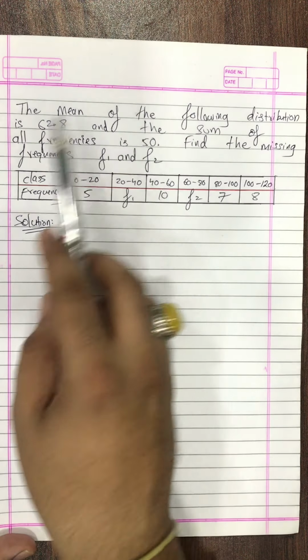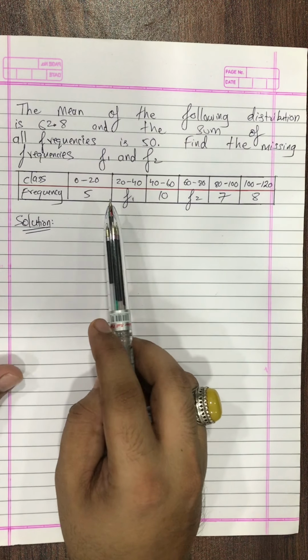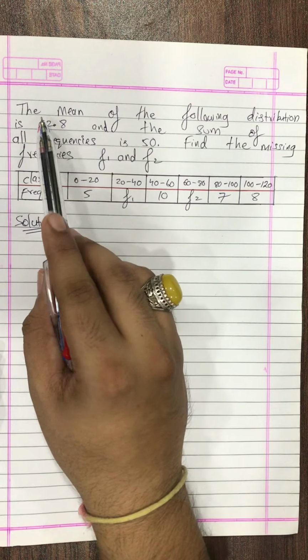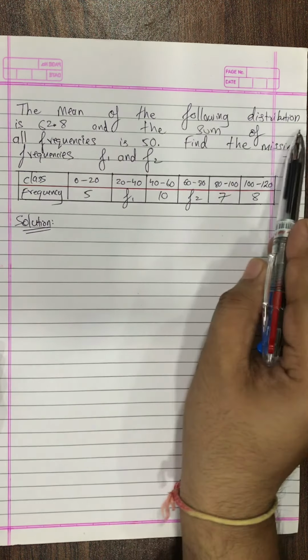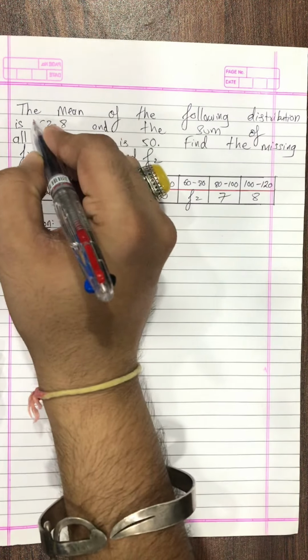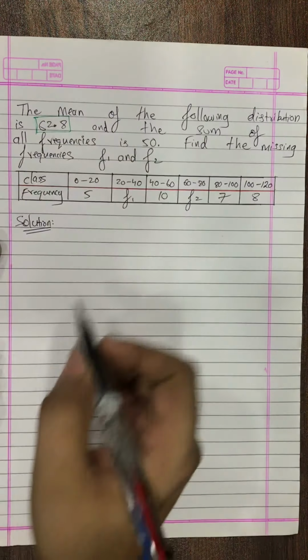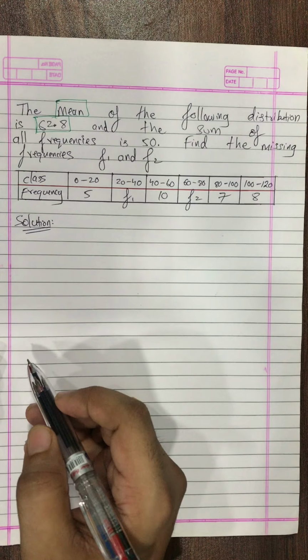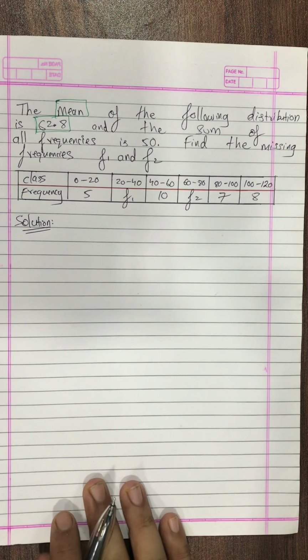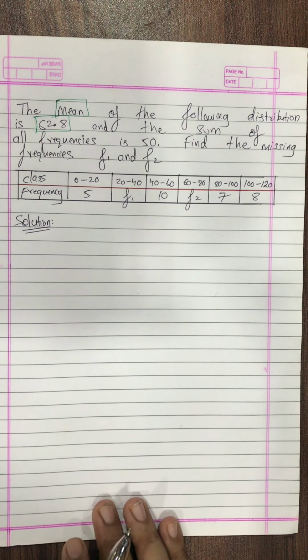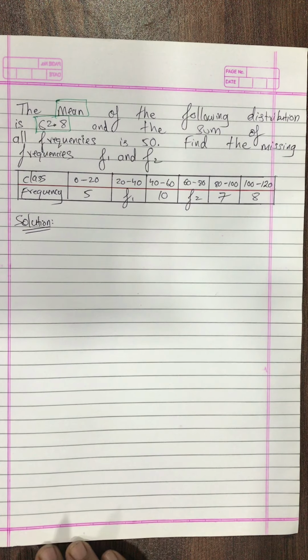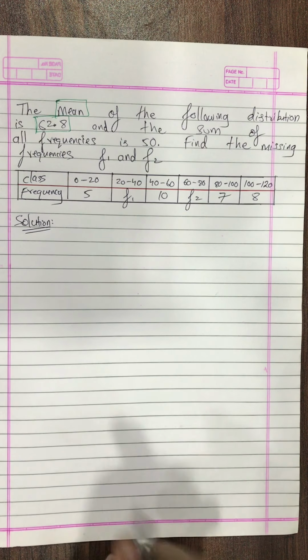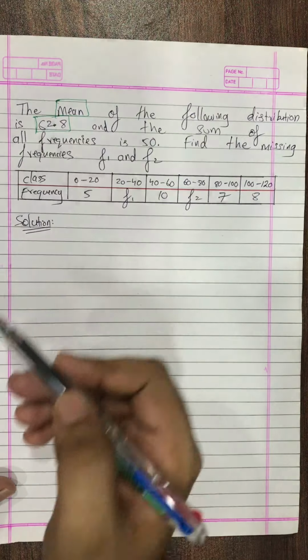Now students, if you pay attention here in this question, let me read this question. The mean of the following distribution is 62.8. Here students, the mean is given to us. Up till now we were finding out the mean by three different methods: direct method, shortcut method, or step deviation method. But here mean is given to me as 62.8.